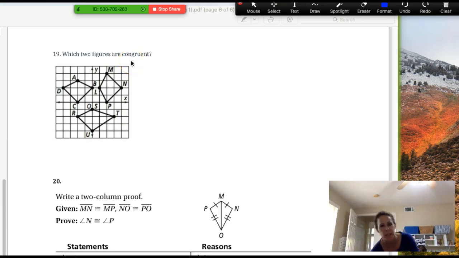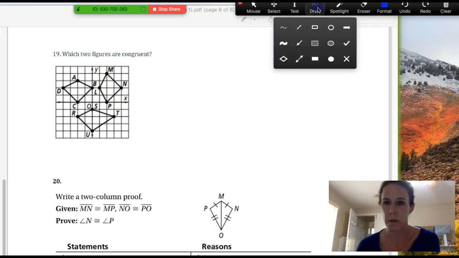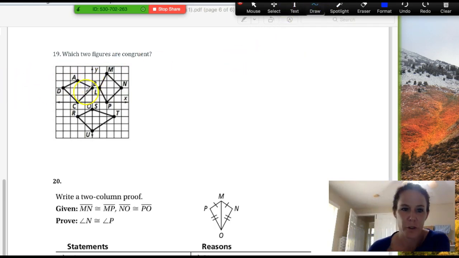All right, number 19, which two figures are congruent? So this is your transformations here. Let's look at this when we're trying to look at these transformations. If you look at these figures without actually doing distance formula on them, which would take a while to do, to figure out this length and then this length, let's just observe. These two appear to be about the same length, and then these two appear to be longer.